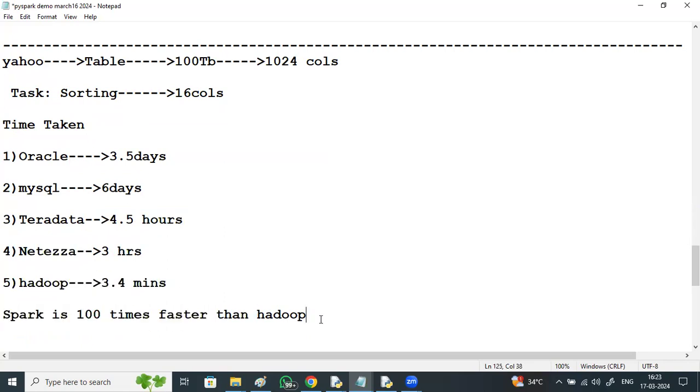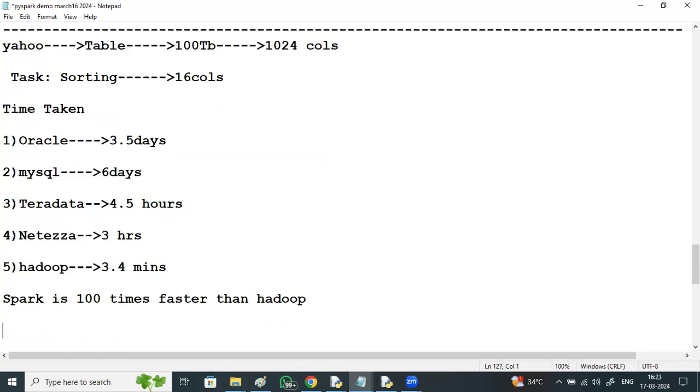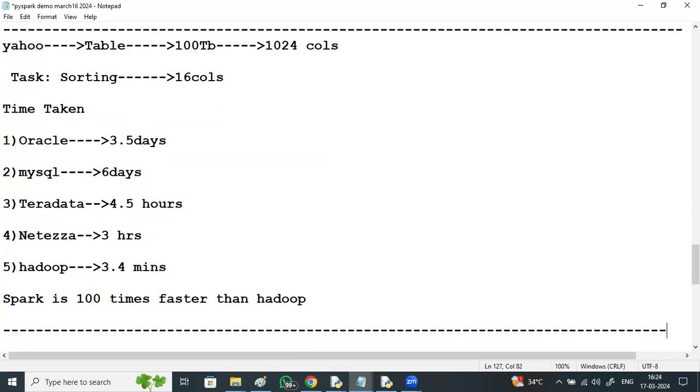Spark is 100 times faster than Hadoop. Already Hadoop speed is very high, but still Spark speed is 100 times faster than Hadoop. Just imagine the speed of Spark because of in-memory computations.